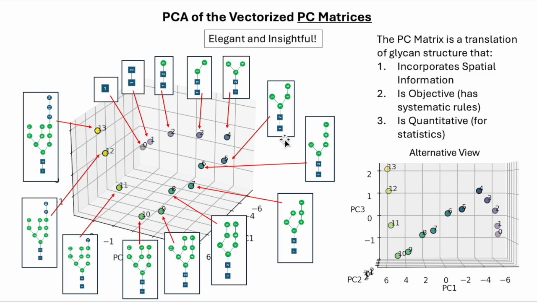And when we measure nature in ways that are more elegant than just a straight line, we know we are on the right path. So the PC matrix is novel because it translates the glycan structure in a way that incorporates spatial information. It is objective because it has systematic rules that anyone can follow to get the same results. And it is quantitative, so that allows us to do statistics to extract more insights.